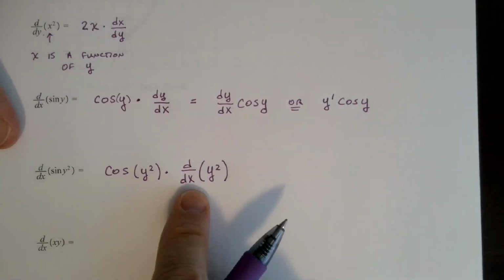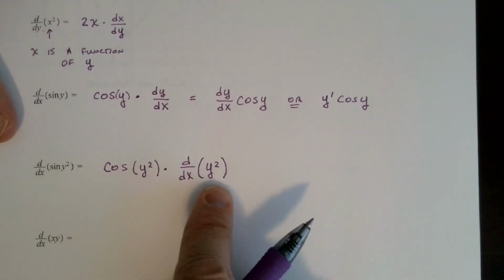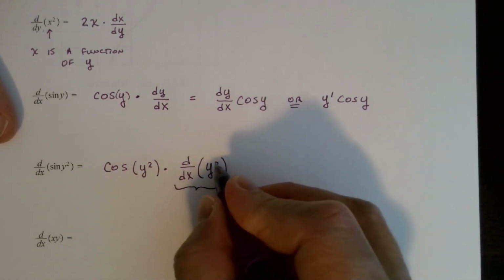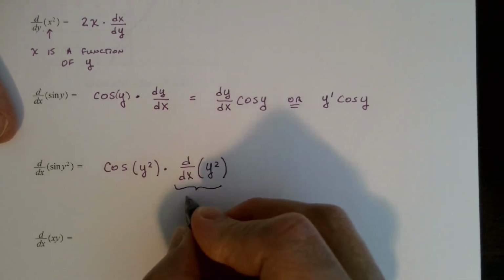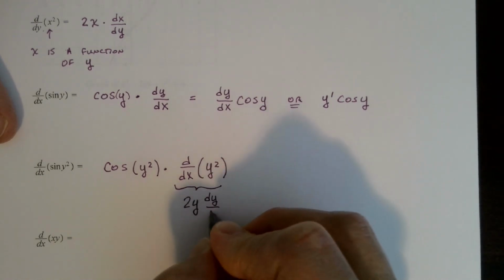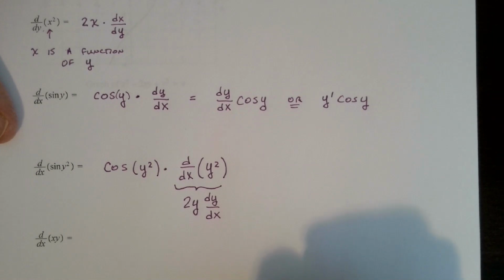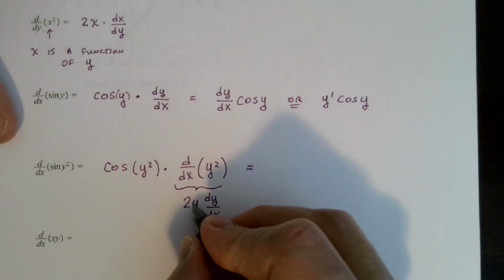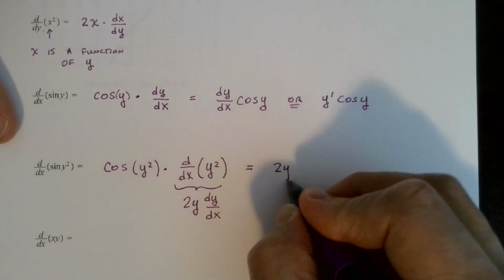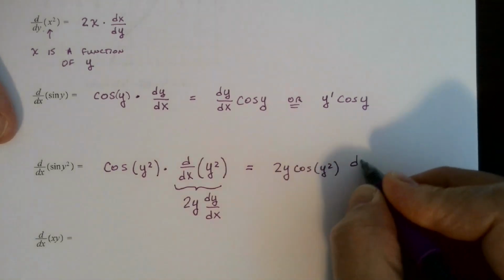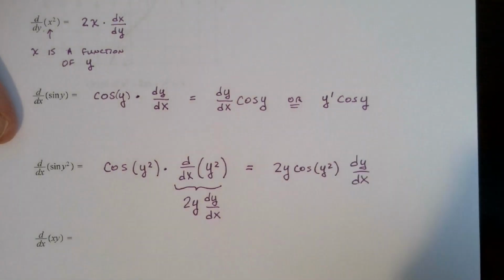But now, when I take the derivative with respect to x of y squared, this is the chain rule, right? This says inner function y, outer function y squared. Derivative of y squared, 2y, times the derivative of the inner, dy dx. So it's chain rule twice. And so if I bring this 2y in front, I get 2y cosine of y squared times dy dx.